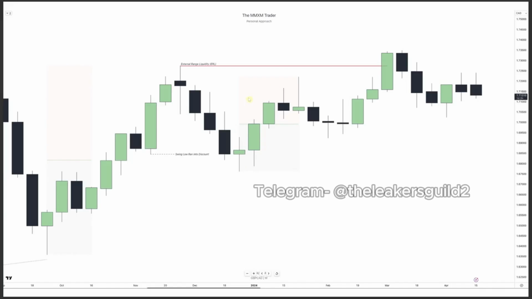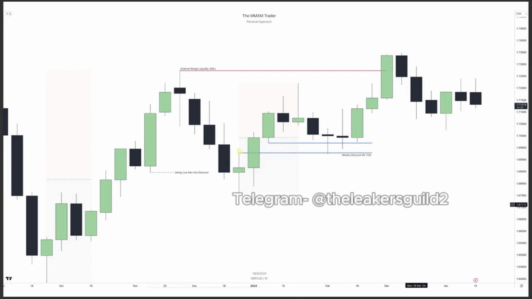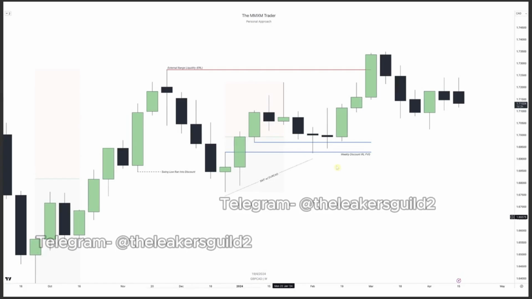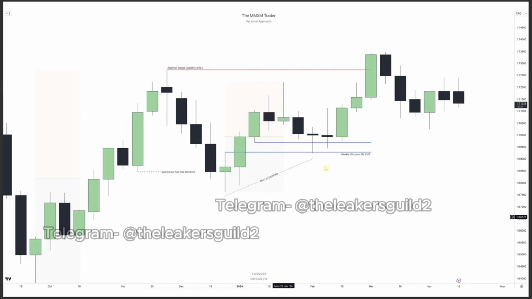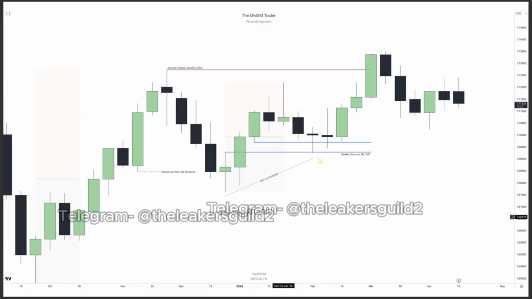Discount and premium levels, what are we going to be focusing on afterwards? That internal range liquidity pool, right? So price comes back into this internal range liquidity pool over here. And then what are we going to be focusing on after we hit internal range? That SMT again, right? That confirms that is most likely a high probability area where price will be reversing from.